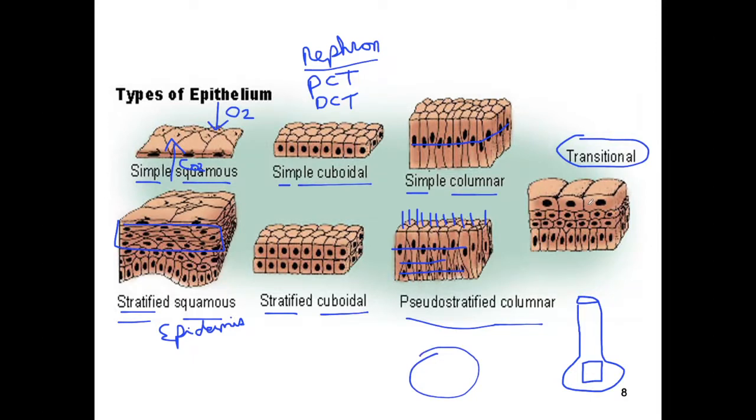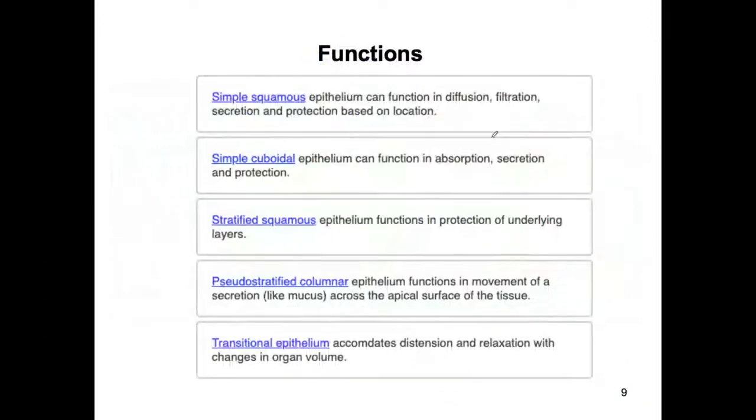So with transitional cells in organs and parts of the body where it can alter and change in shape and size, like the urinary bladder, if it's filled with urine or not, if you have an empty bladder, the cells can alter in their shape. So it's not just cuboidal, it's not just columnar, right? You'll see different shapes. That's transitional. Let's look at some of the functions here.